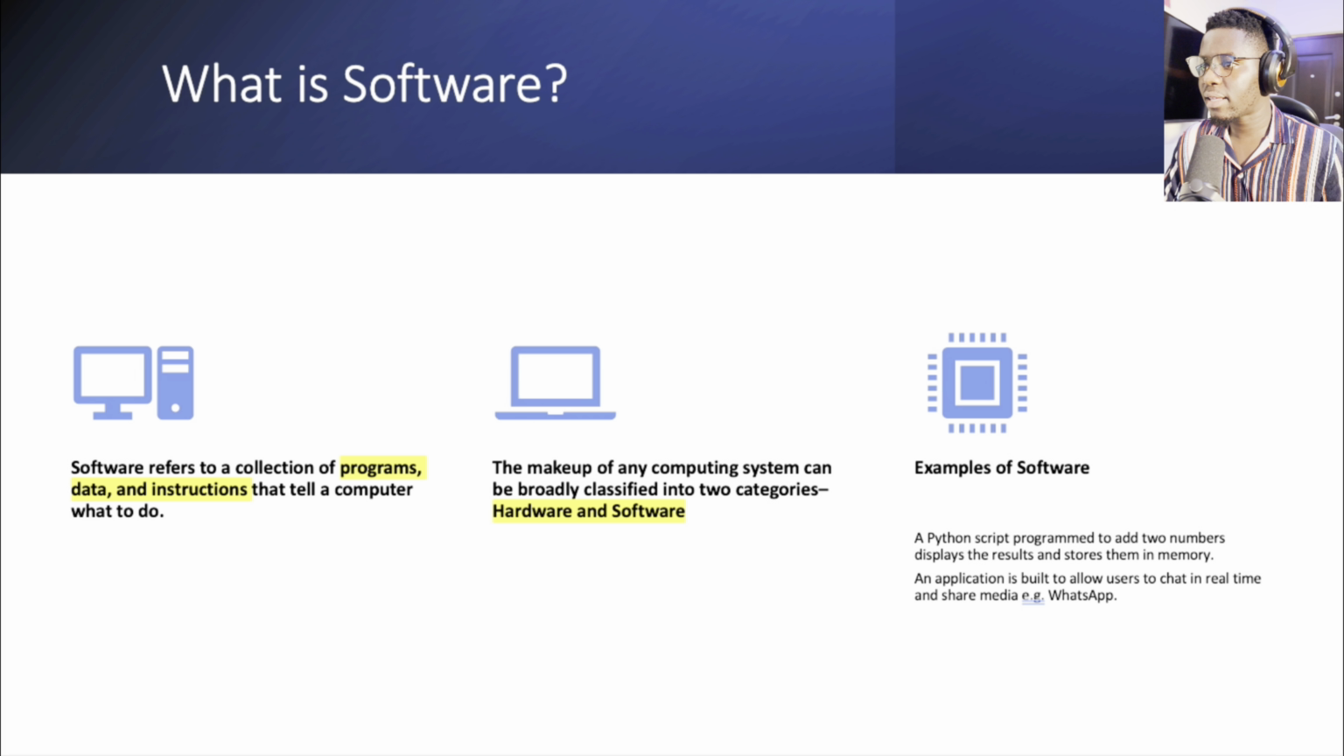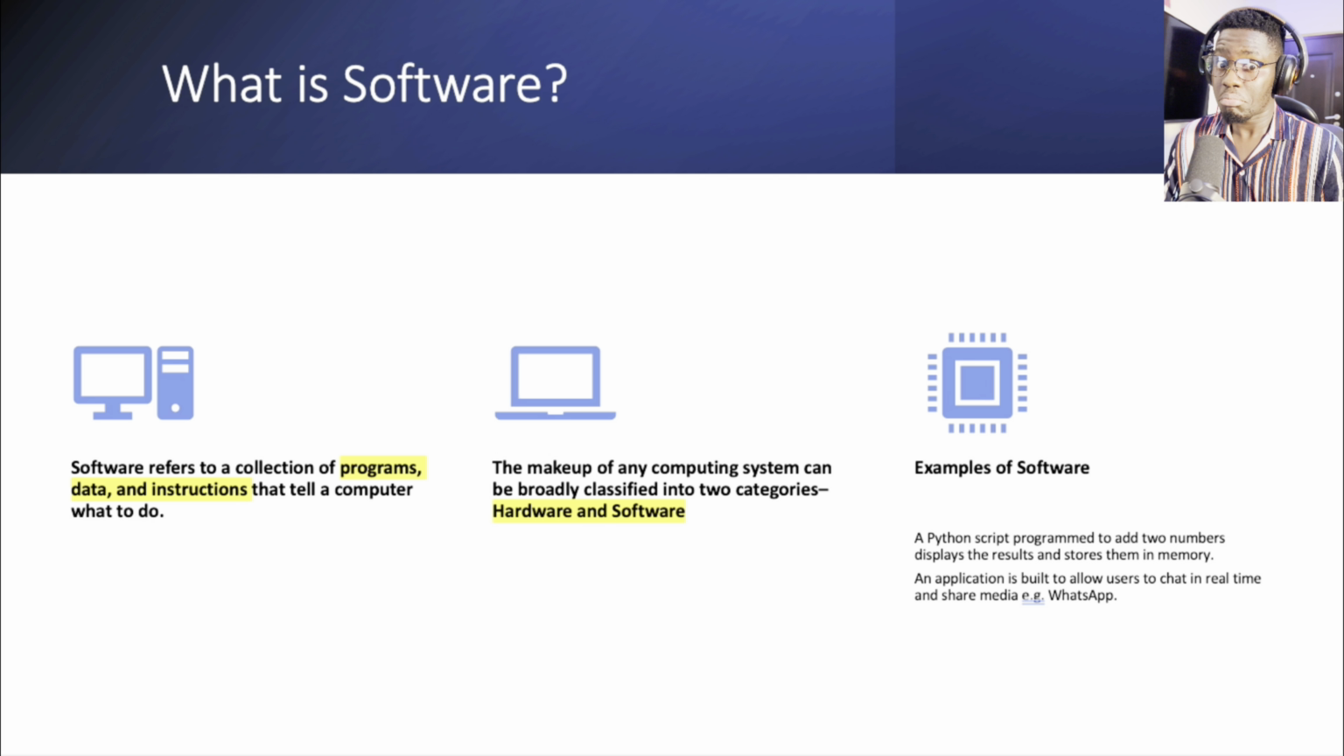So here I said that the makeup of any computing system can be broadly classified into two categories. That would be hardware and software. But of course, this is a software testing tutorial, so we are mostly concerned about software. An example of software here can be a Python script that was programmed to take in two numbers, add them together, and display the results, maybe store them in memory.